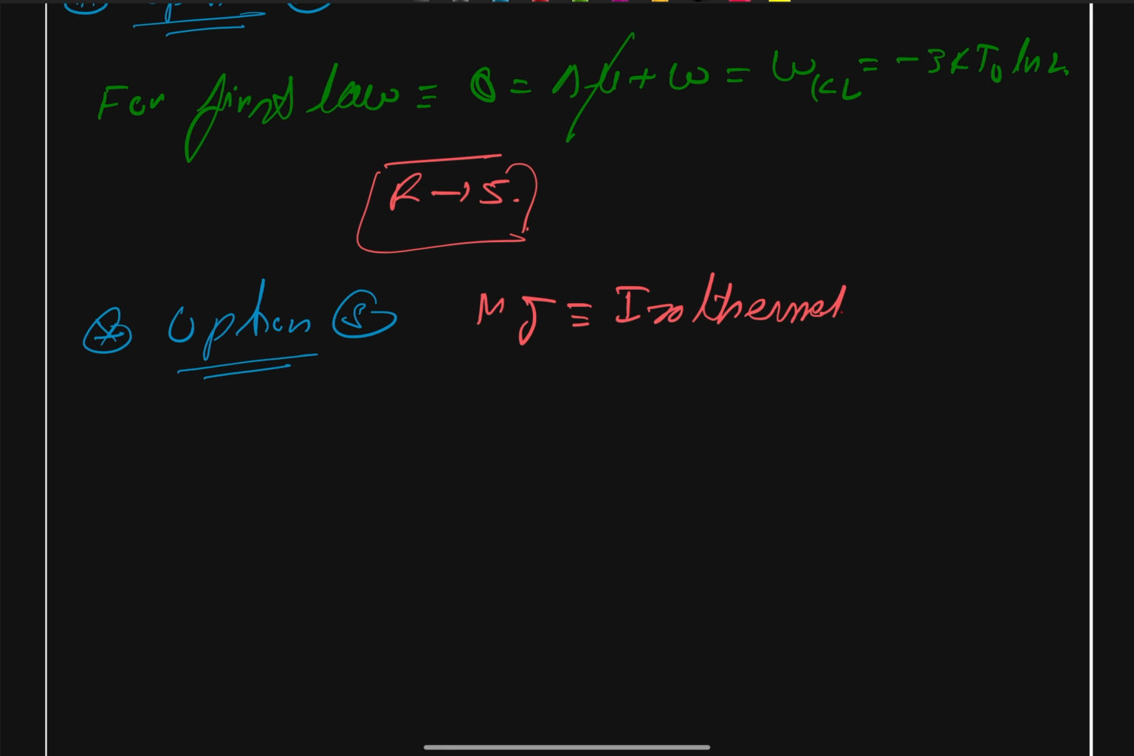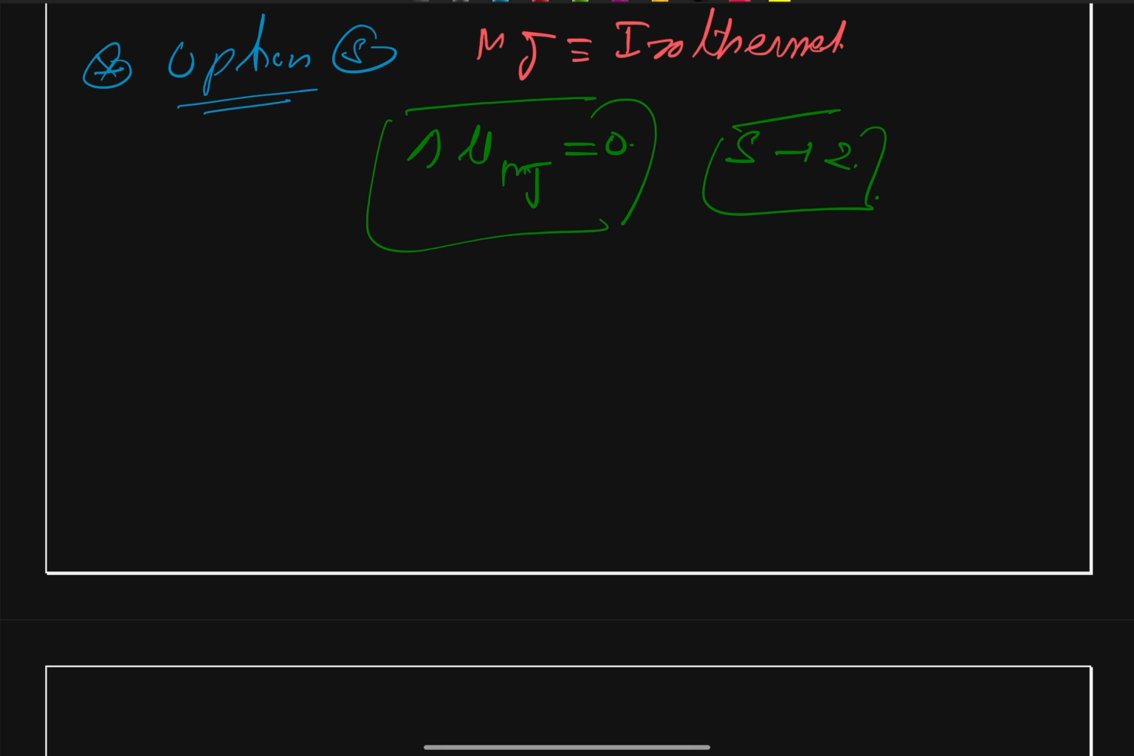So we have P to 4, Q as 3, R to 5 and S to 2, so option B is correct. So we get option B is correct.